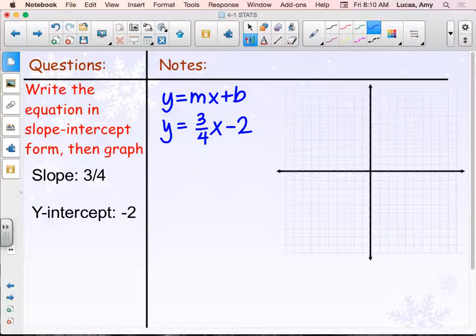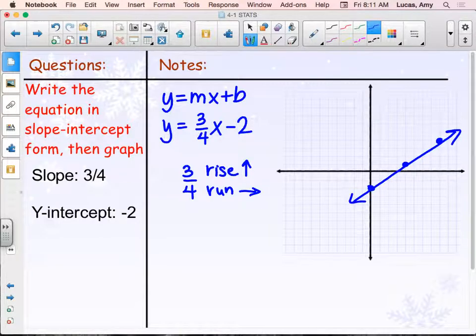So I start at -2 on the y-axis. My slope is 3/4, so rise over run. My rise, I'm going to go up 3 because it's positive, and the run, I always run to the right. So up 3, over 4, to the right. Draw your line.